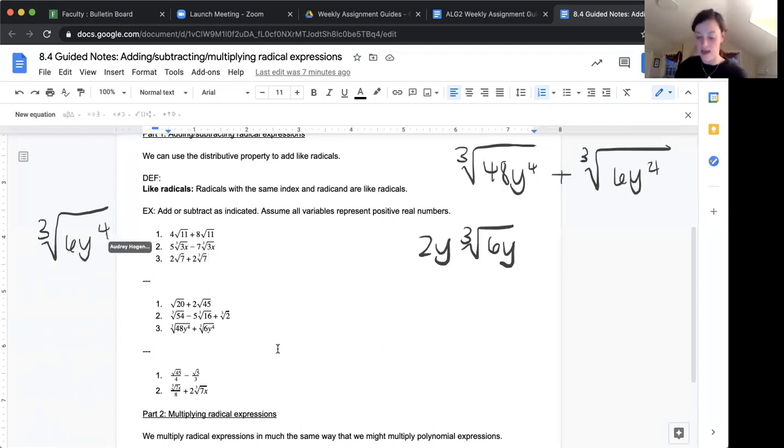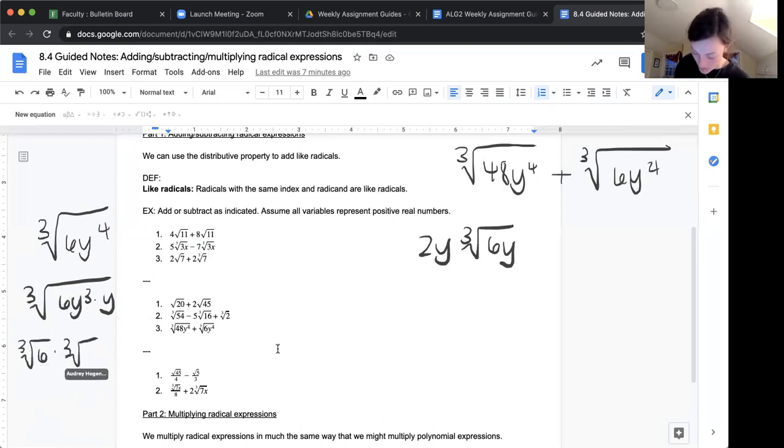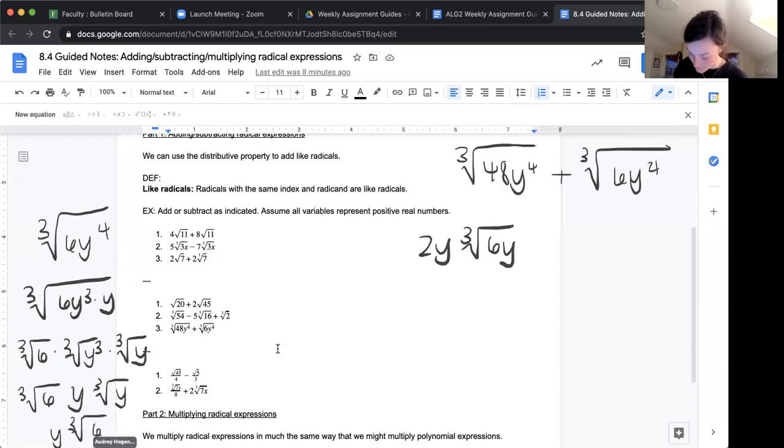I'm going to want to break that y to the 4th into something that has a perfect cube, which will be y cubed. So I'm going to have the cube root of 6y cubed times y, which could be broken up into the cube root of 6 times the cube root of y cubed times the cube root of y. The cube root of 6 doesn't simplify, so the cube root of 6 stays. The cube root of y cubed is y, and then the cube root of y does not simplify. So this would be equal to y times the cube root of 6y.